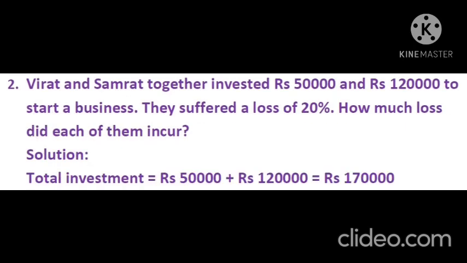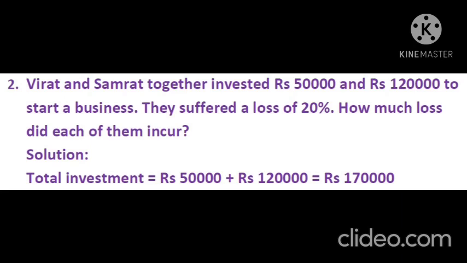Solution. In this example, we have been given two partners, Virat and Samrat. Virat invested 50,000 rupees and Samrat invested 1,20,000 rupees to start a business. In this business, they suffered a loss of 20%. And we have to find how much loss did each of them incur.